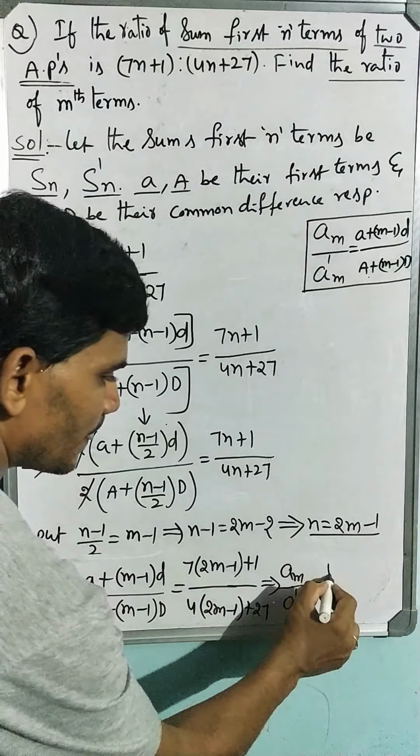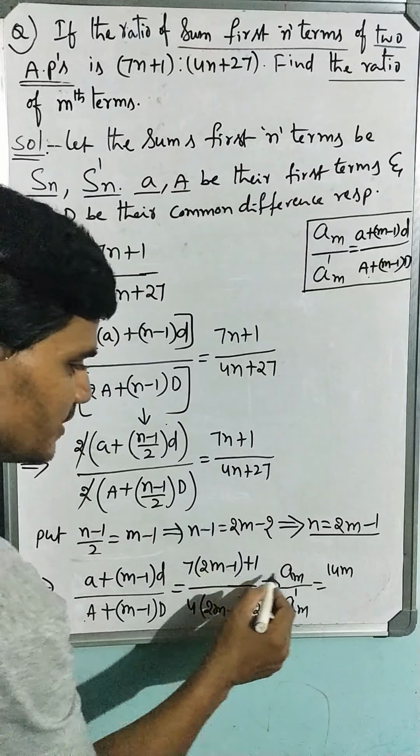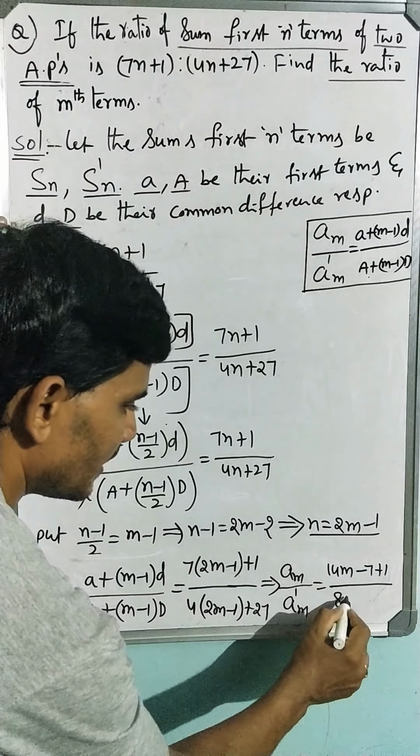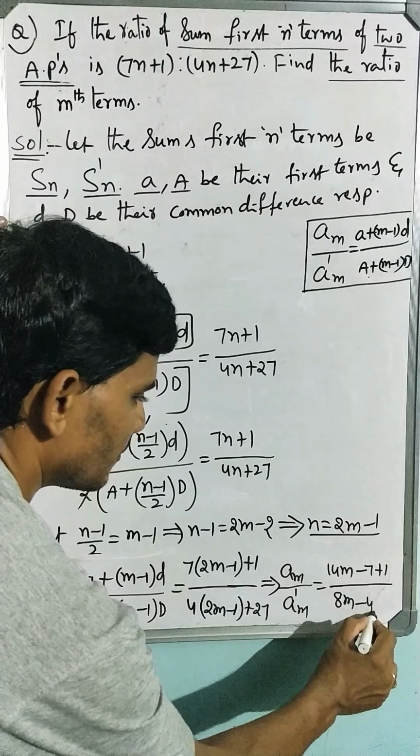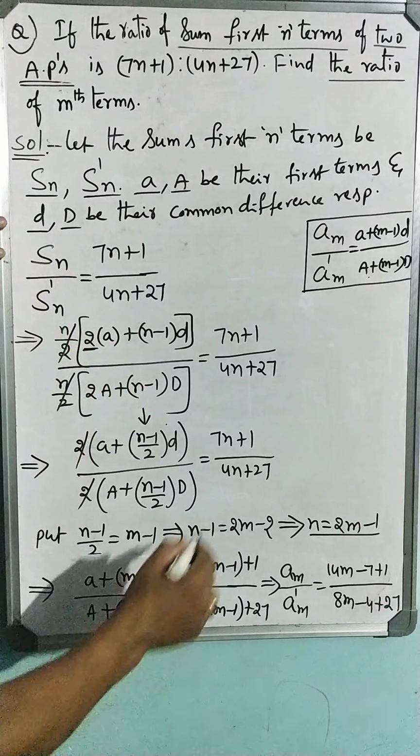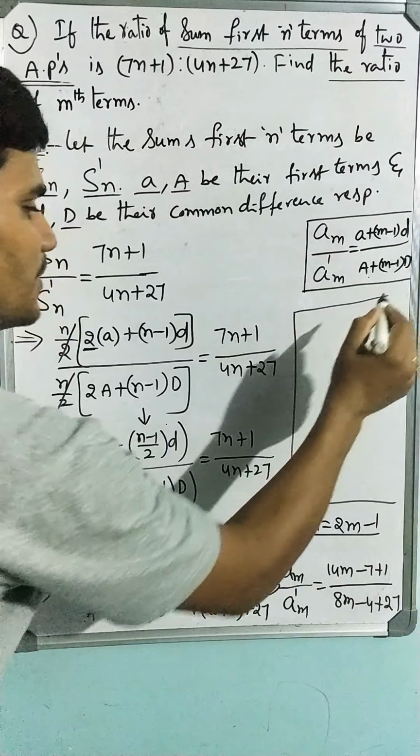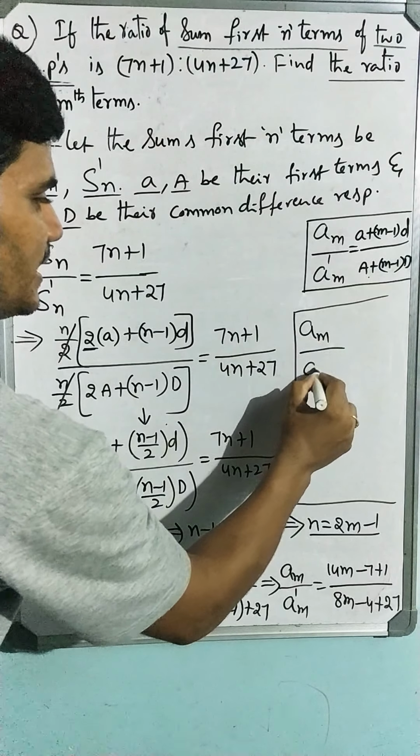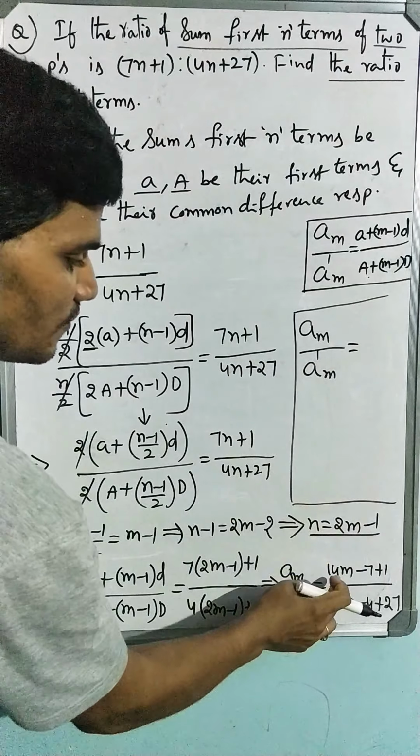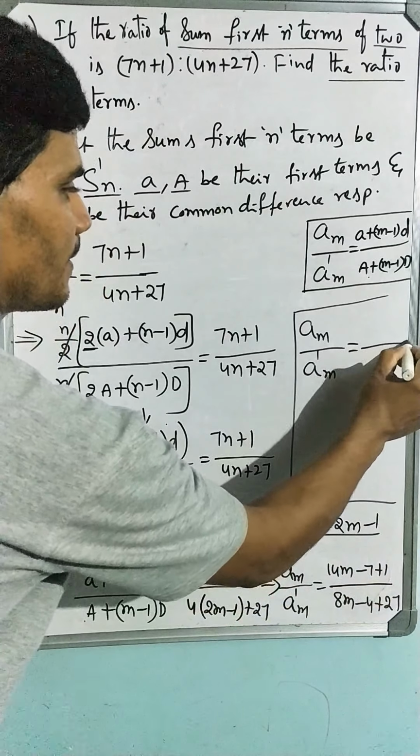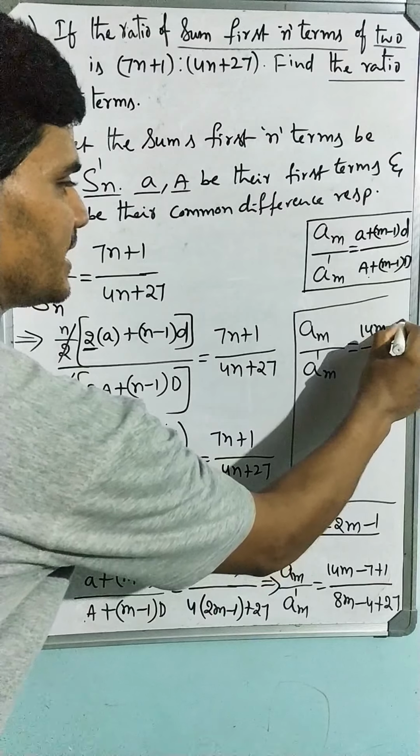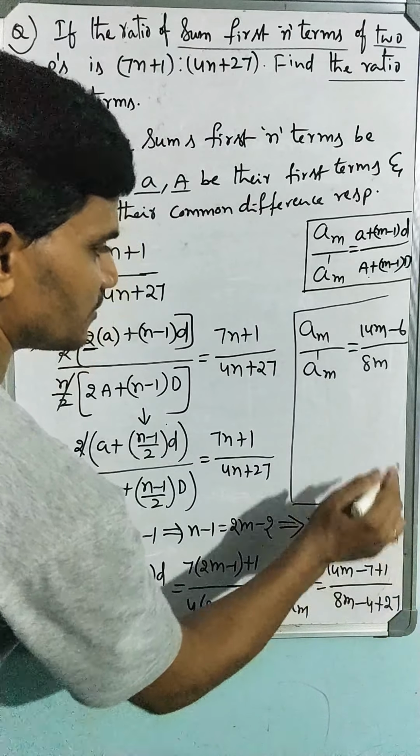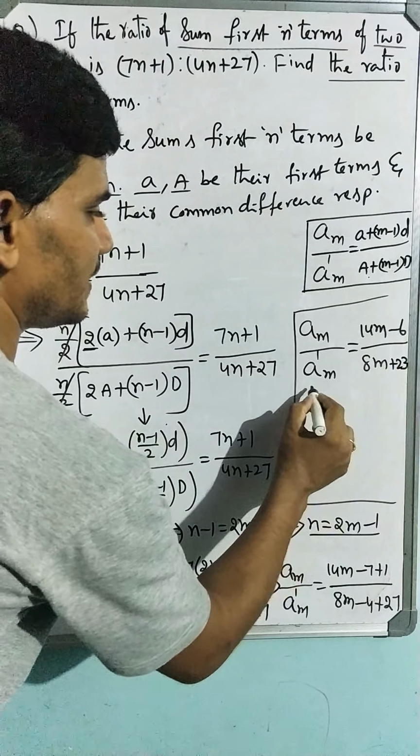7 times 2m is 14m, 7 times 1 is 7, so 14m minus 7 plus 1, by 4 times 2m is 8m, minus 4 plus 27. So almost we are done with the problem. Last step, the ratio of mth terms am by a dash m is equal to 14m minus 7 plus 1, that is 14m minus 6, by 8m minus 4 plus 27, that is 8m plus 23.